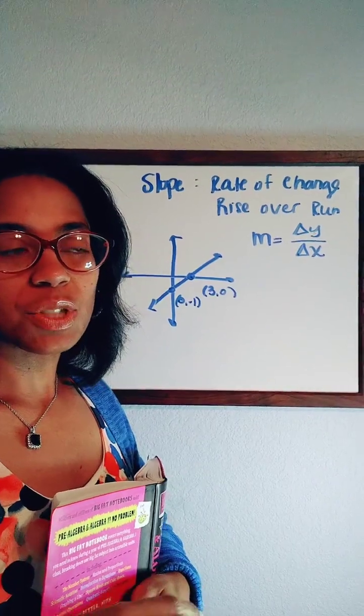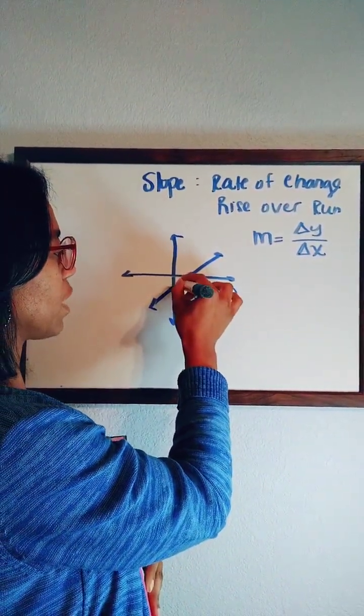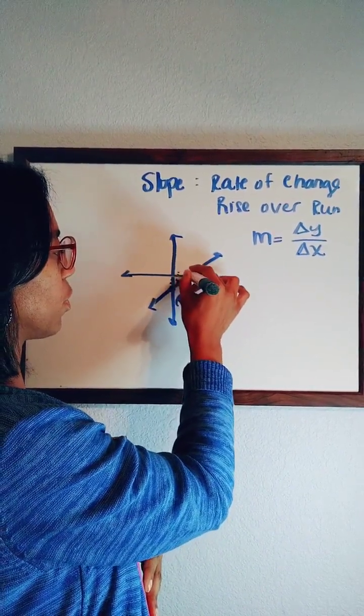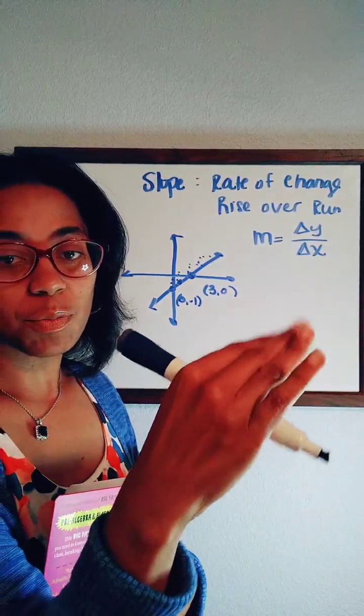But whenever you do slope, it's literally just going to be, like if I had a lot of points right here, I could go up, over, up, over, up, over, up, over. So if you had a graph, you would just count from point to point.